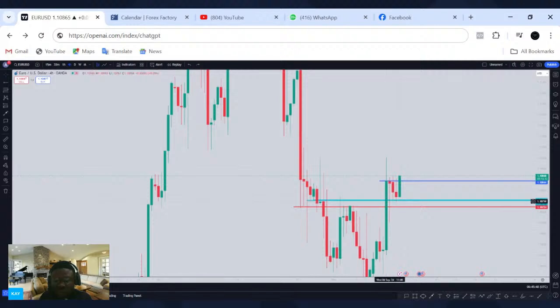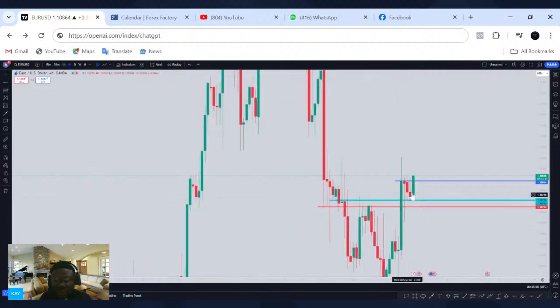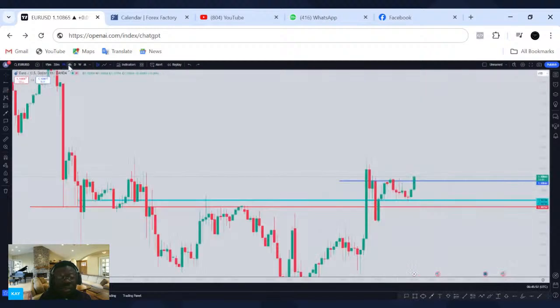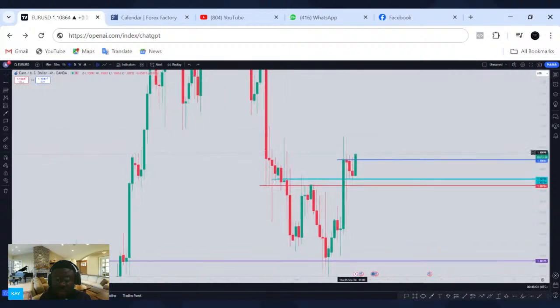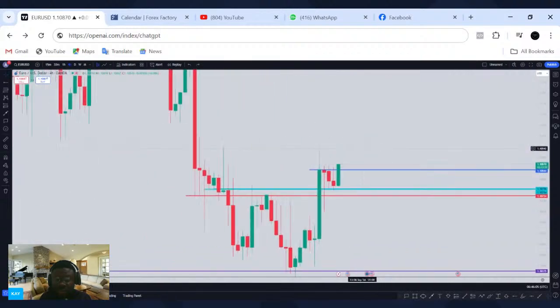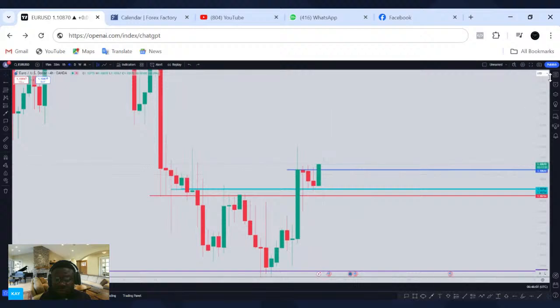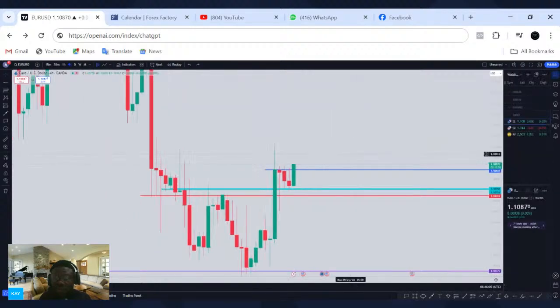If you are entering over here, you need to wait for it to create a support. That's the best way to go about this. So let's wait. This move is a fake move.